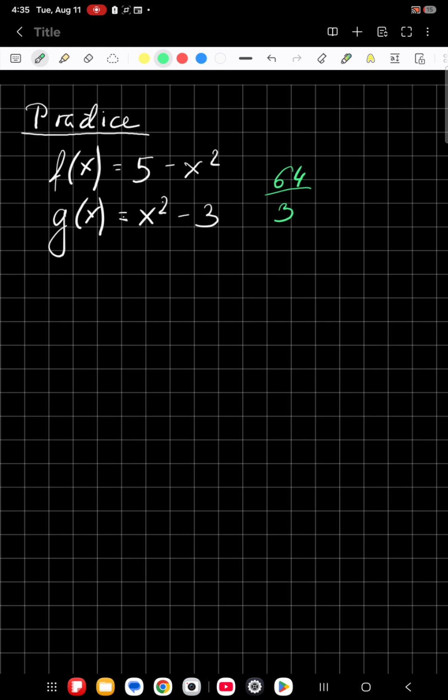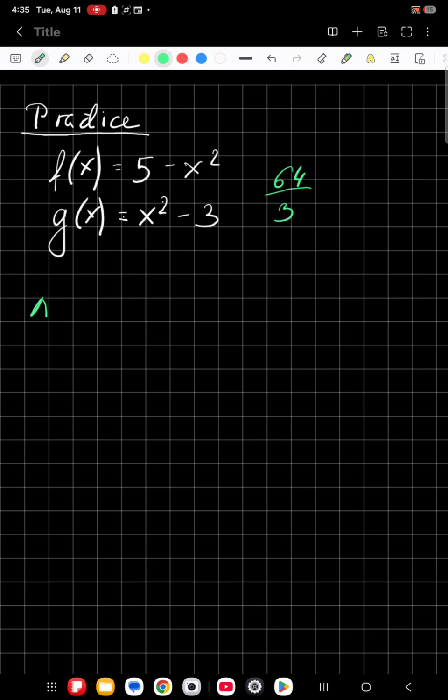Okay, so I have one more example, two more examples. So you can use the properties of even or odd functions to simplify that arithmetic. So let me show you.